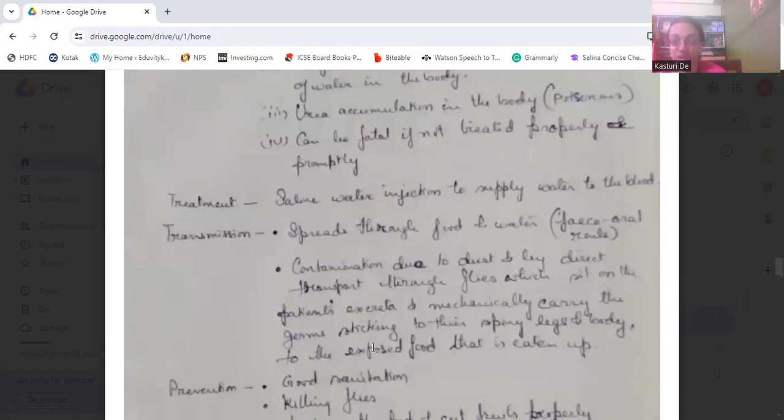A saline water injection is to be given to supply water to the blood. As there is extreme dehydration due to cholera, loose motion and vomiting, the affected person should be given a saline water injection to supply water to the blood. Now, transmission: how is it transmitted? It spreads through food and water, and that is known as the feco-oral route.